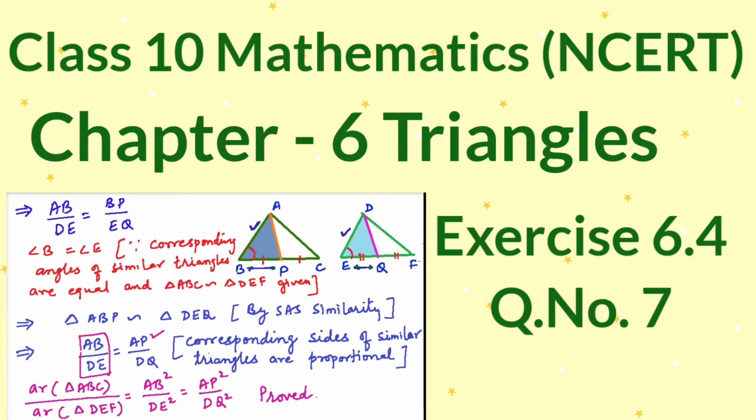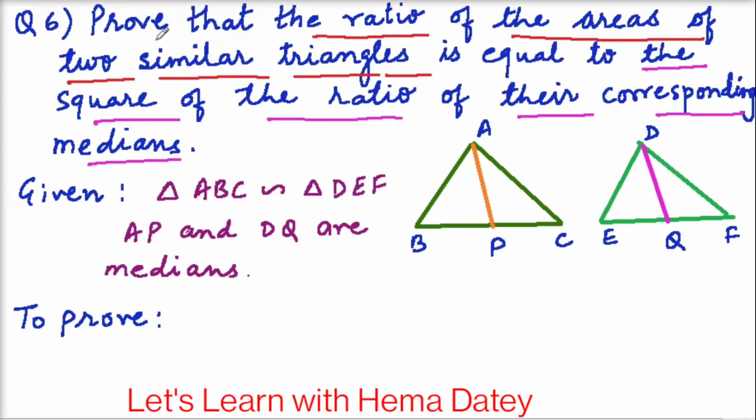Today we are doing chapter 6 triangles and we are solving question number 7 from exercise 6.4. So let's start. The question is: prove that the ratio of the areas of two similar triangles is equal to the square of the ratio of their corresponding medians. So we are given triangle ABC is similar to triangle DEF and AP and DQ are the medians.